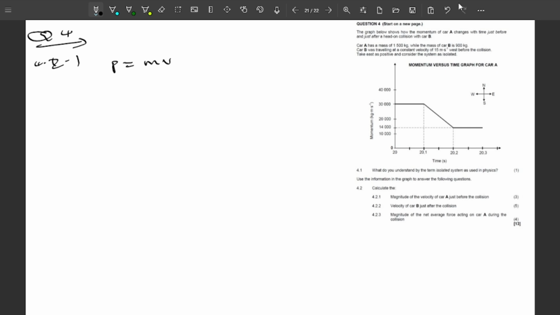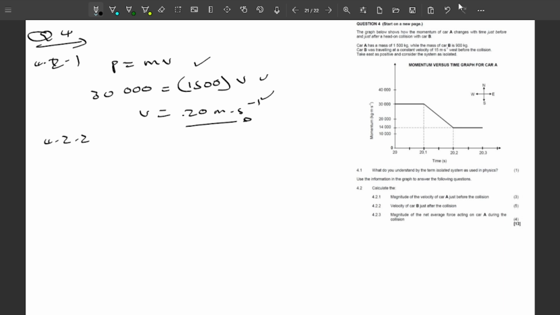So the momentum before was 30,000. What is the mass of this car? It is 1500. Then the velocity, which they want, is at this point before the collision, which is 20. Right? Good. You're going to get a mark for here and here and here. Substitution.